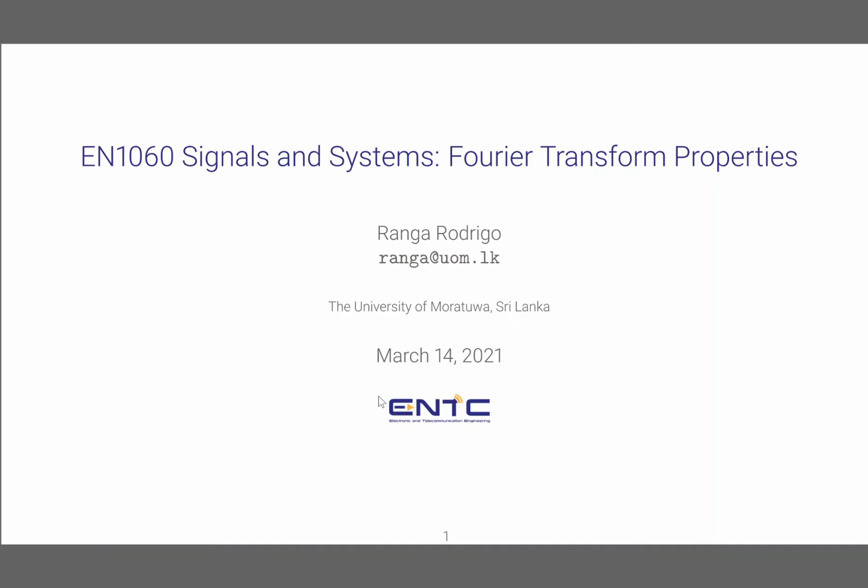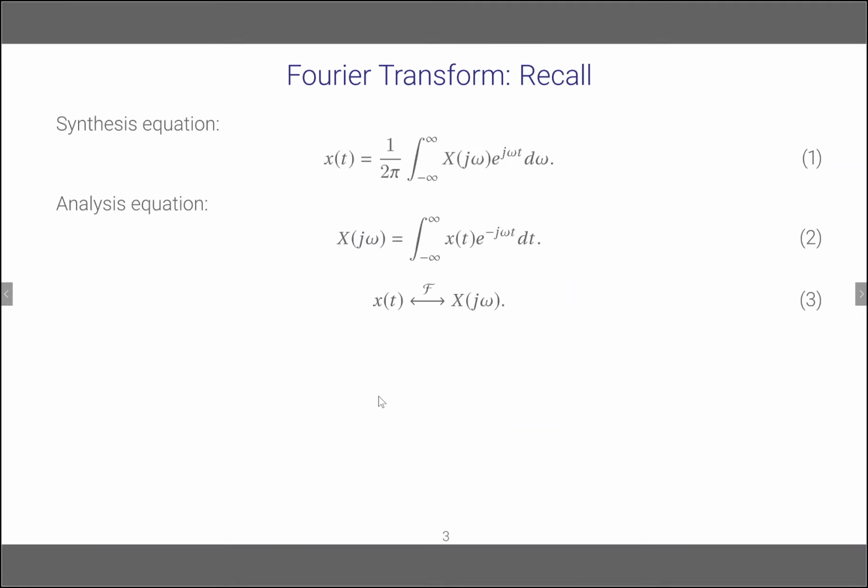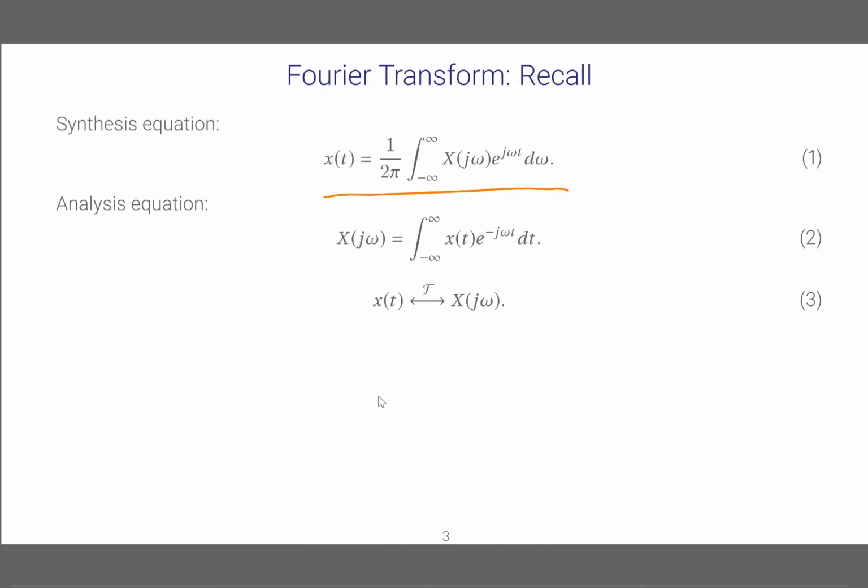Welcome everyone. Now we will look at Fourier transform properties. To remind us once again, the synthesis equation is x(t) equals 1 over 2 pi integral from minus infinity to infinity X(j omega) e to the power of j omega t d omega. Remember the integral is in omega and here the sign is positive.